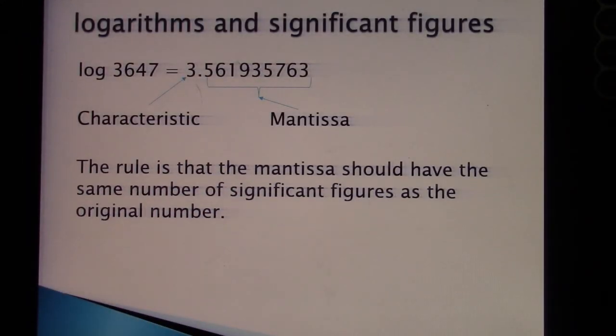The number to the left of the decimal is called the characteristic, and the number to the right is called the mantissa. The rule for significant figures is that the mantissa should have the same number of significant figures as the original number.